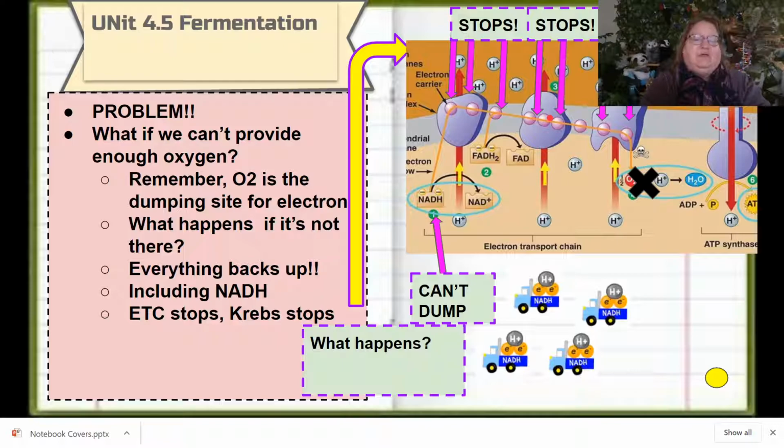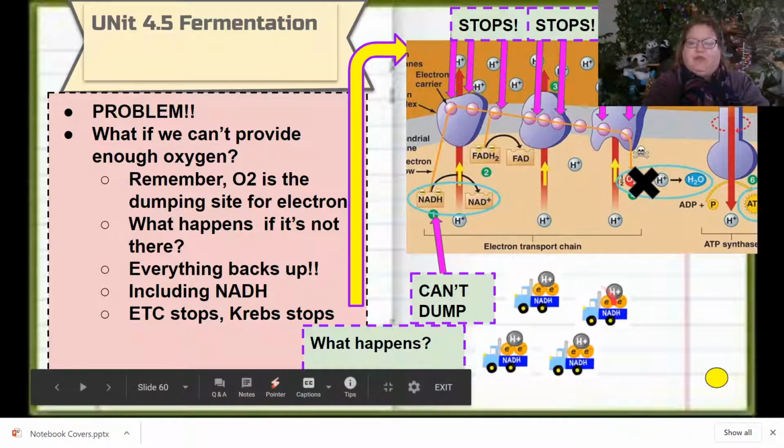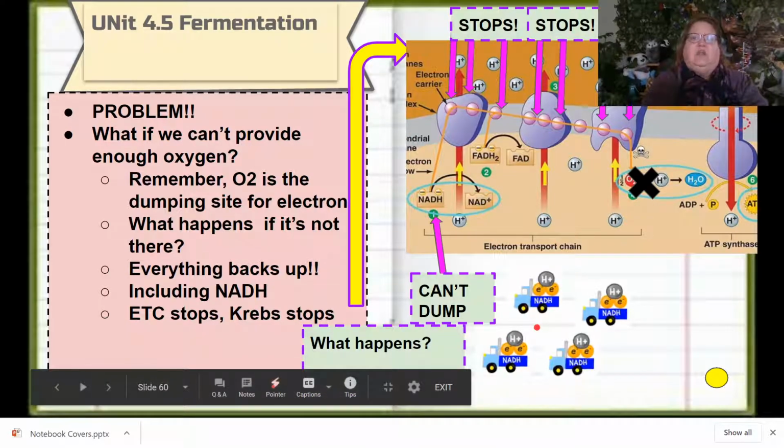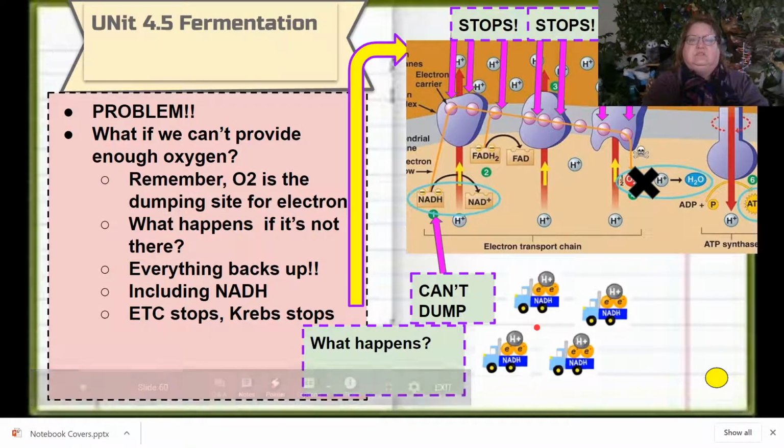And again, think about an assembly line. Think about a really smooth factory assembly line. But if something stops at the end, everybody stops before that. And so much so that even NADH, remember, we've got this huge convoy of NADH and FADH2 molecules. And if they can't dump, then they're just sitting there with their electrons. They're not going to dump if they don't have a place to dump their electrons.